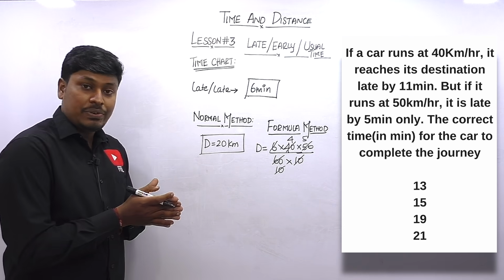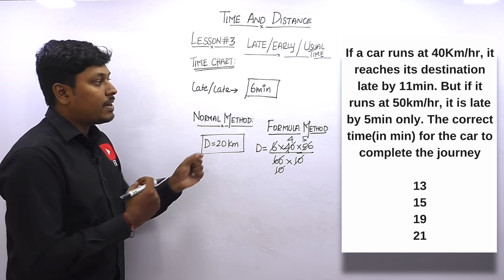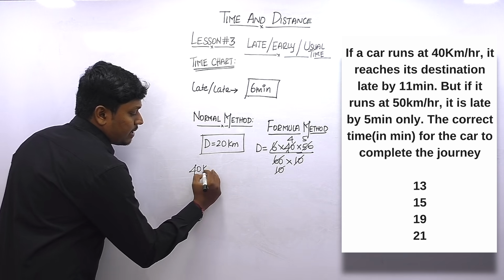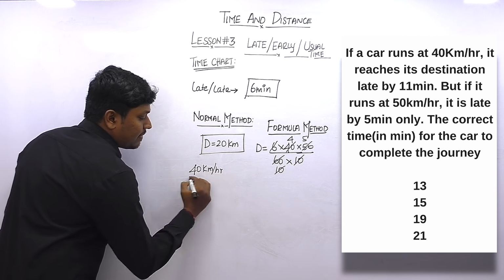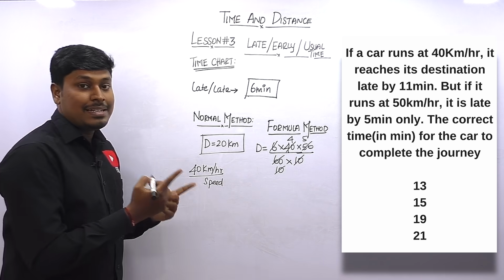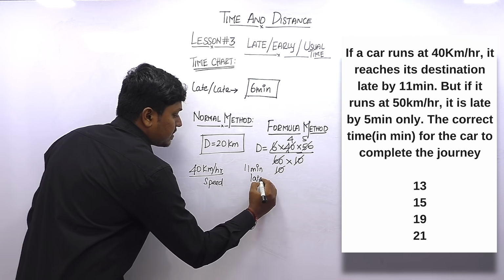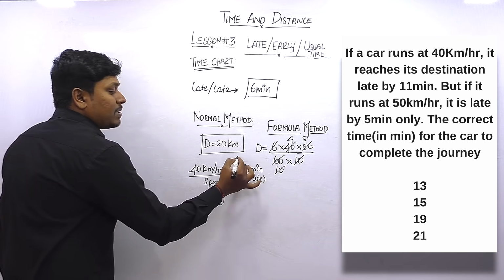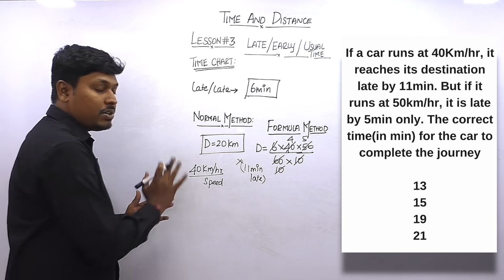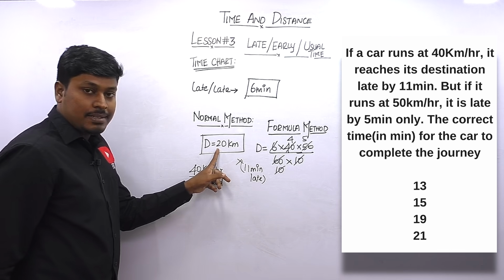But our target is to find the correct time. Listen carefully. We can take any one condition. We can take the first condition. If the car runs at 40 kilometer per hour, right? They have given a speed here, and the time taken is 11 minutes late, right? So let me first, without using this 11 minutes late, find the time taken to cover this distance. The speed is 40 km and the distance is 20 km.